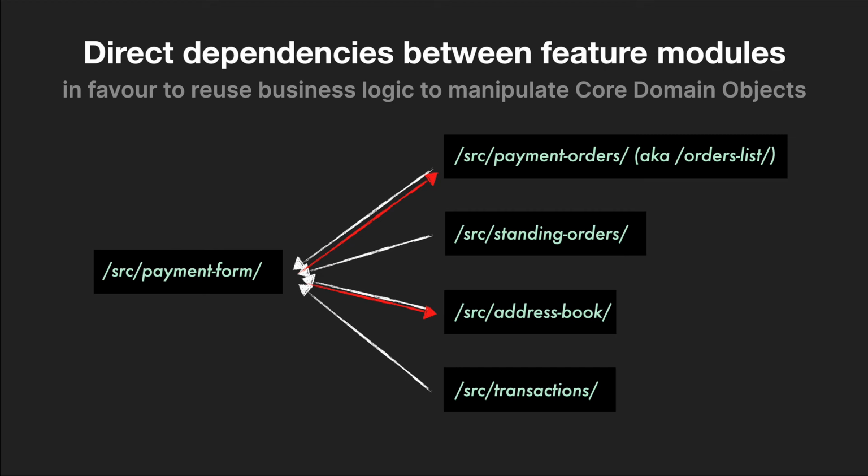If payment form wants to take something from standing orders, it will take the whole standing orders, or a lot of standing orders, along. And we wish to avoid this because we want to ship features in models, we want to ship them separately. Because maybe we want to embed some features into mobile. And now to do this, we need to boot the whole George.